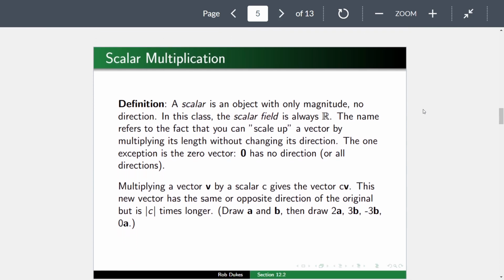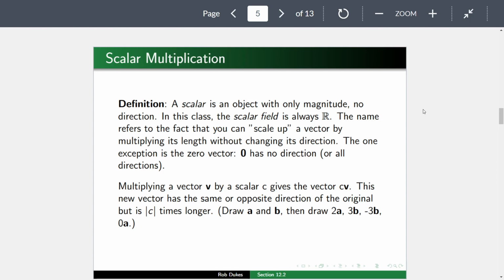Scalar multiplication. Alright, now what is a scalar? Well, a scalar is an object with only magnitude, no direction. So it's just basically numbers. They form what's called a field, and you don't really need to get into the abstract algebra there. It is usually either the real numbers or the complex numbers, but in this class it's always the real numbers. So our scalars are always just real numbers.